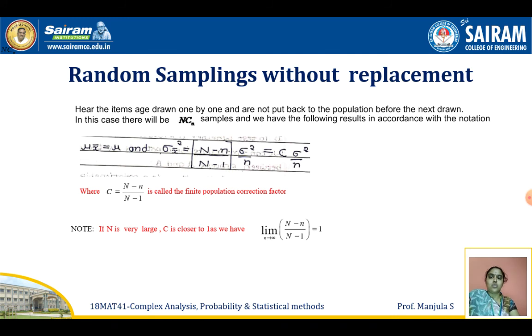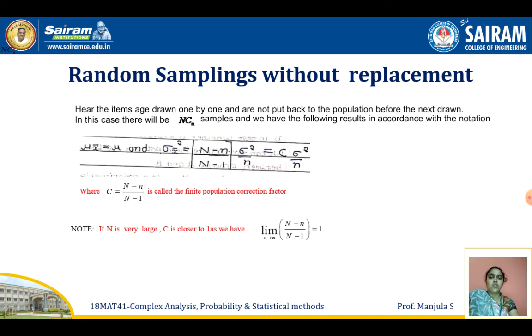The next type is random sampling without replacement. It means once we choose an item, we are not going to replace it back. So another item we can choose, and each item has only one chance. Here, to find out the number of samples we are going to use the formula capital N C small n. That is the formula we use to find the number of samples.